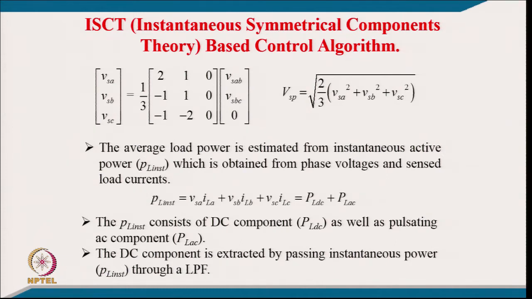And once we got the phase voltage, we can calculate the amplitude typically from this expression, the amplitude of the point of common coupling voltage. That is required, and we will discuss how we will get it. Then we estimate the average load power from the instantaneous active power, which is obtained from the phase voltage and sensed load current from this expression.